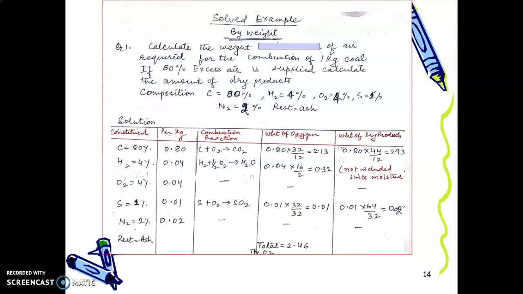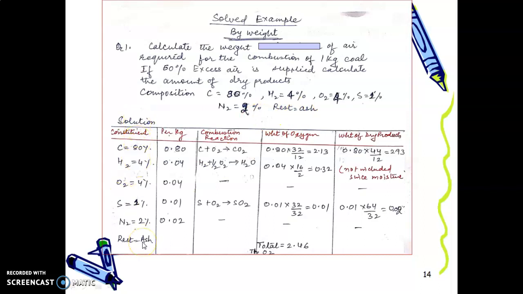The question states: calculate the weight of air required for the combustion of 1 kg coal if 60% excess air is there, and also calculate the amount of dry products. We can take this question as a master problem also, which includes every parameter in this numerical. Carbon 80%, hydrogen 4%, oxygen 4%, sulfur 1%, nitrogen 2%, and the rest is ash.